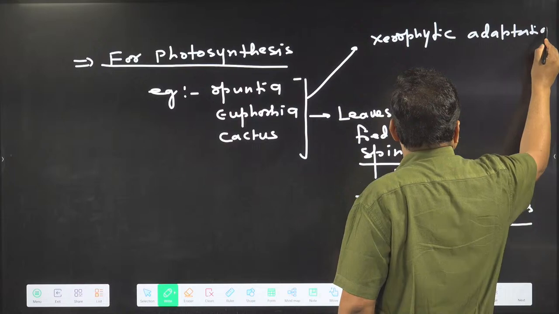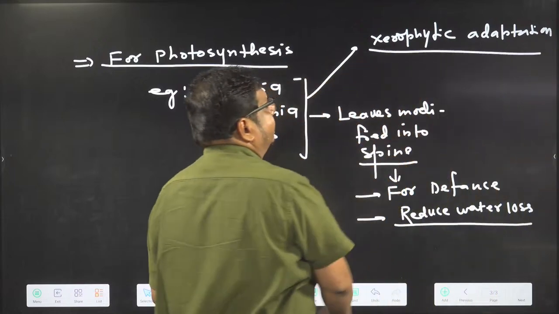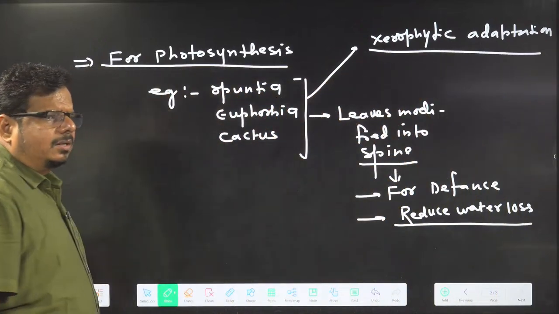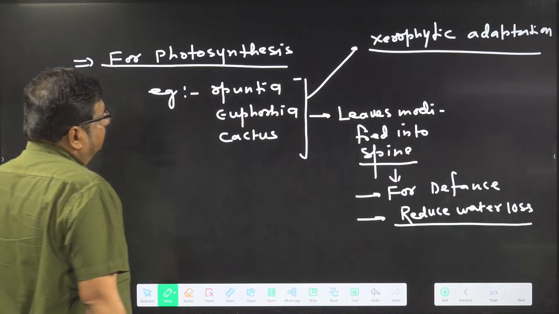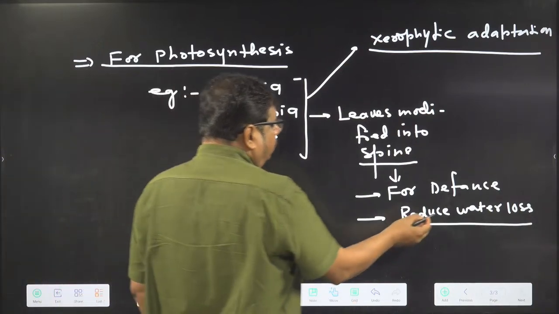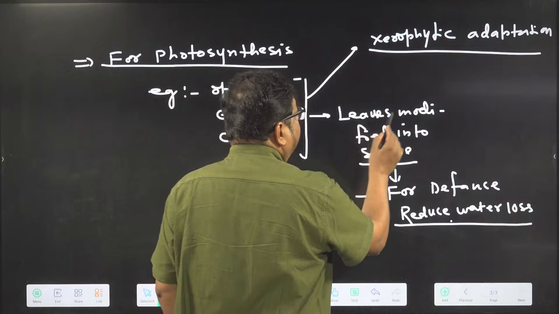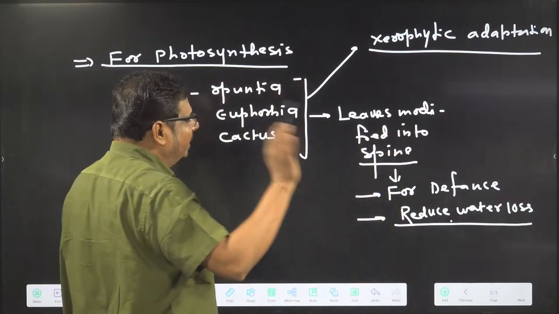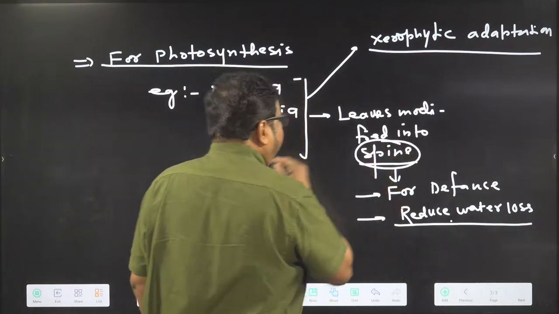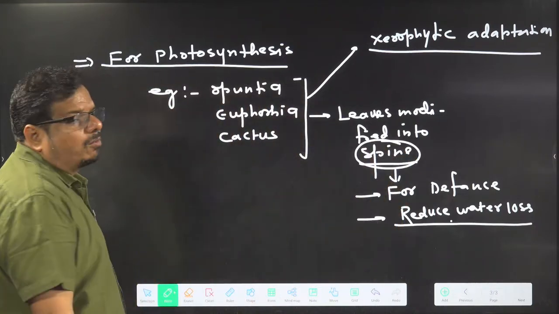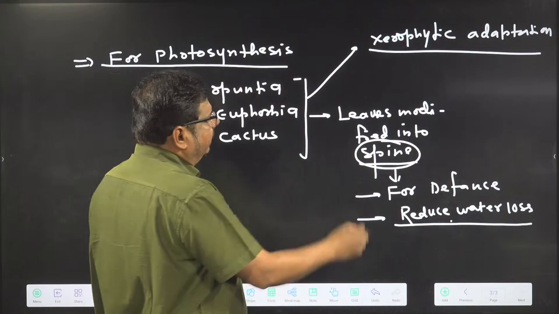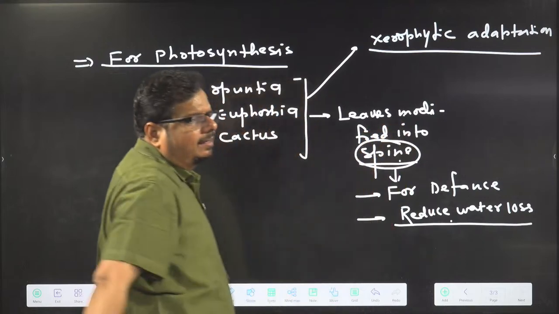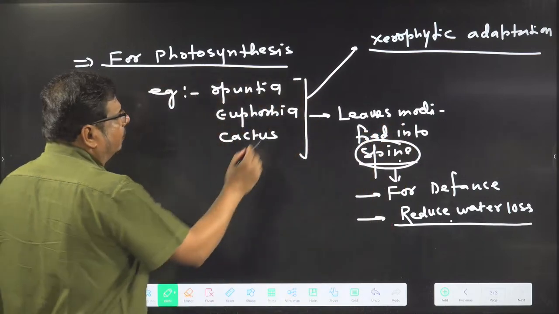They grow in such areas where water scarcity is there. What is the idea? These are xerophytic plants. So what happened? To reduce water loss, the leaf has modified into which one? Spine. Leaf modified into spine. Now the question arises, if leaf is modified into spine, who will do the work of leaf?